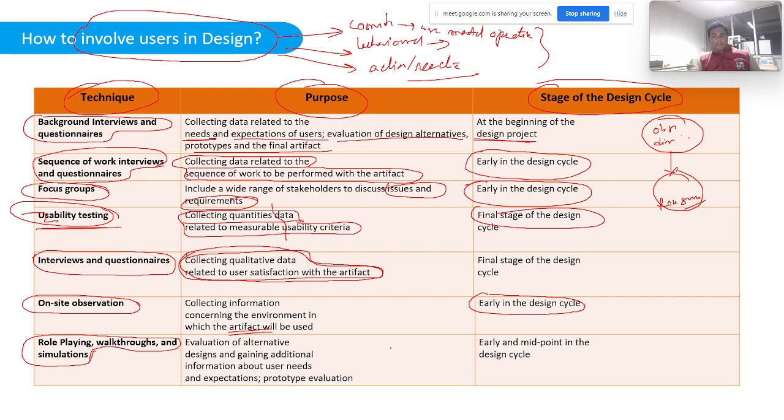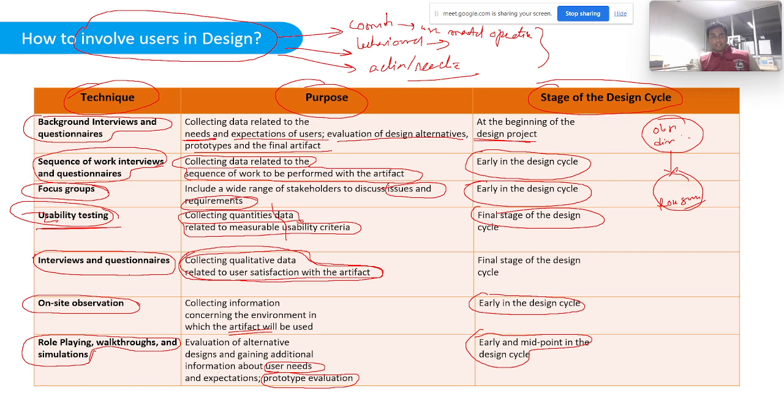So this is more like trying to understand the requirements at the early or mid point of the design cycle. Generally, we try to evaluate the user needs. We try to be in that particular scenario and understand the user needs by being the user himself. These are also useful in prototype evaluation, where we act as the user and evaluate the system from our perspective by doing walkthroughs and simulations.